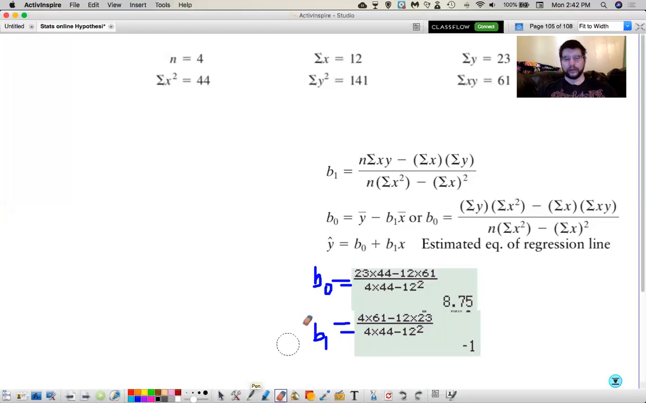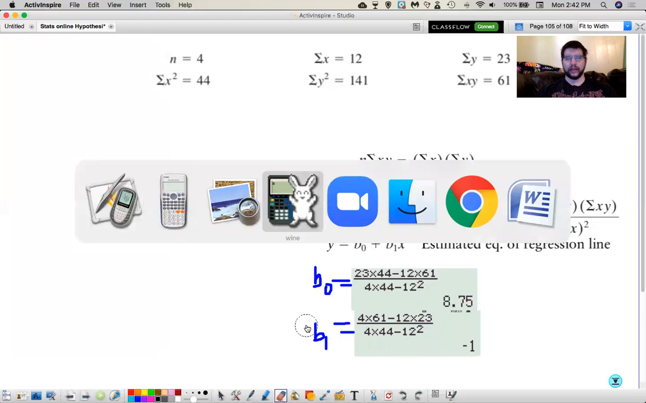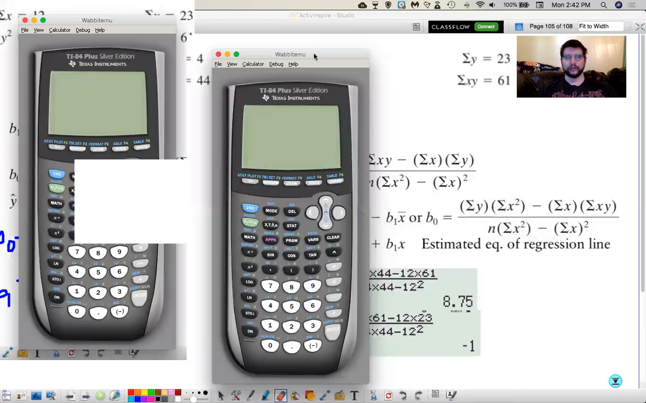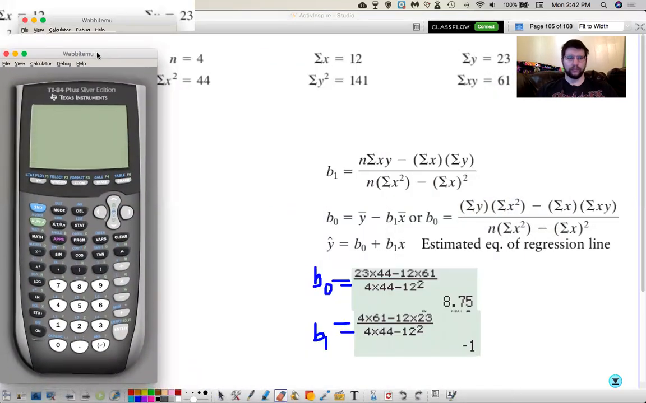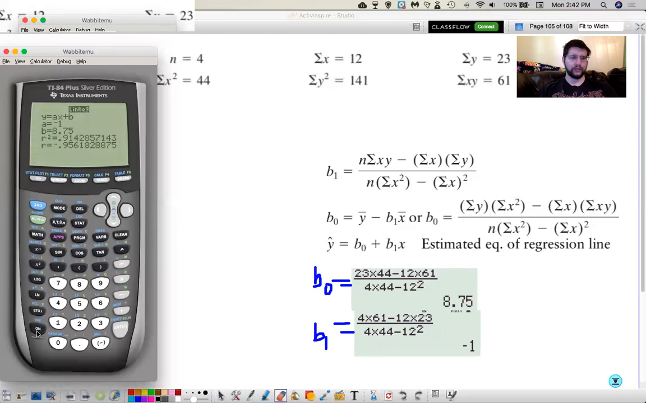So now TI users, same exact thing, just type it in, watch the parentheses. Clear off your screen, make sure there's nothing on there.